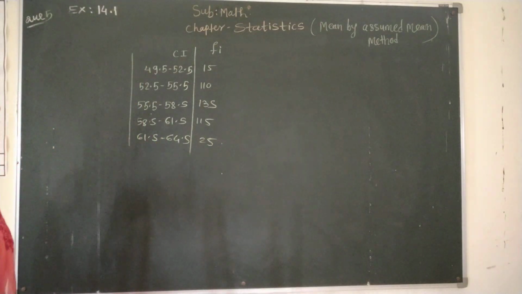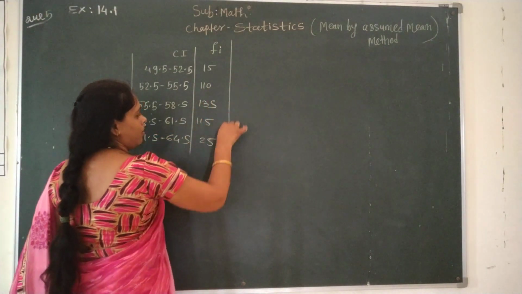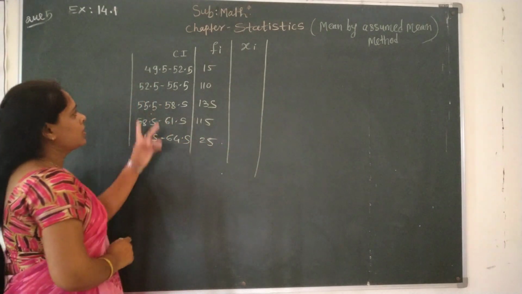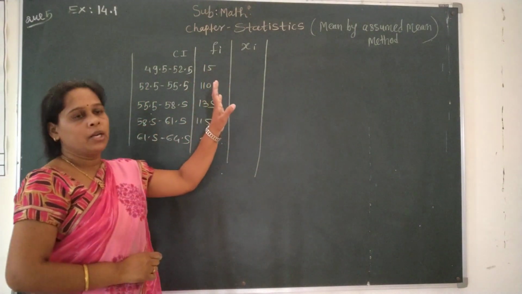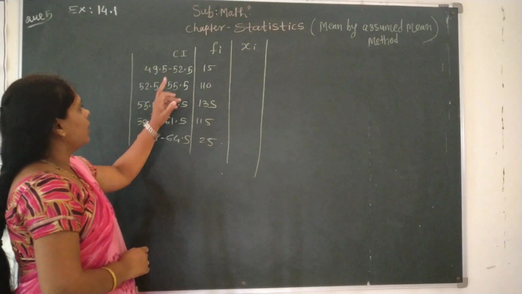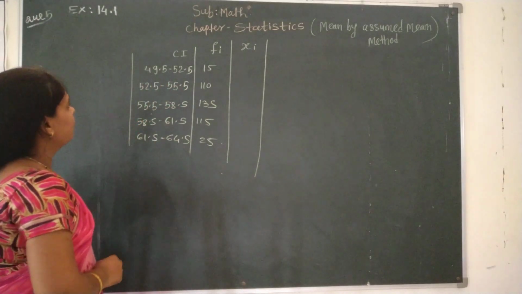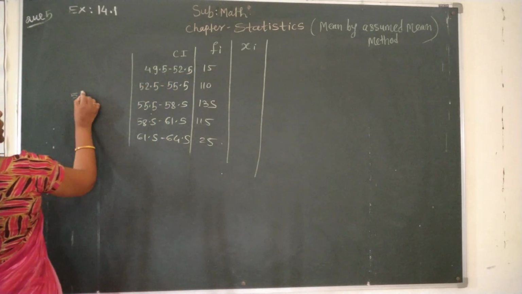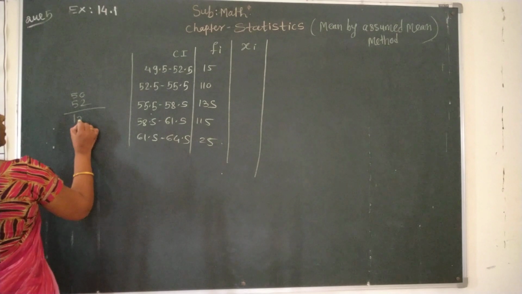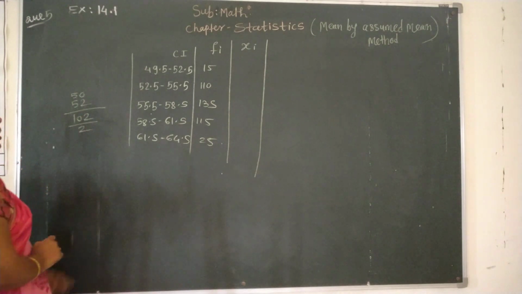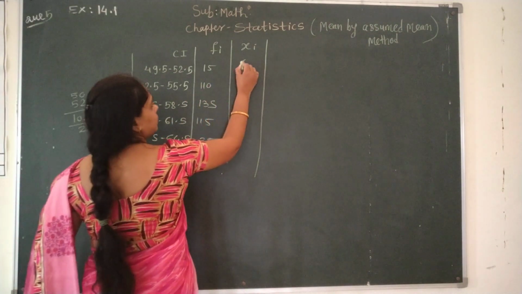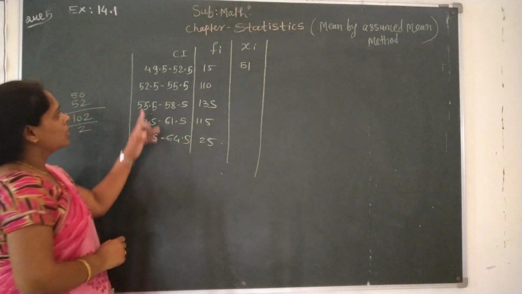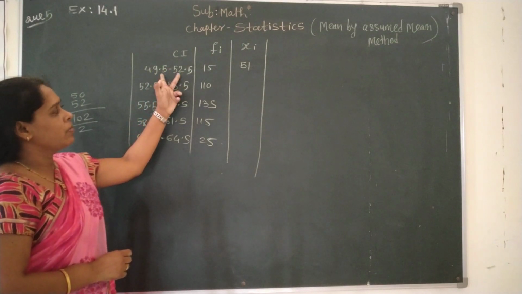Now for the assumed mean method, we require the same tables. First xi, it is a compulsory column. Xi means addition of both limits divided by 2. Now here if you take the addition of both, 50 plus 52, it is 102. 102 divided by 2 is 51. Now see the difference between them. The difference between them is 3.